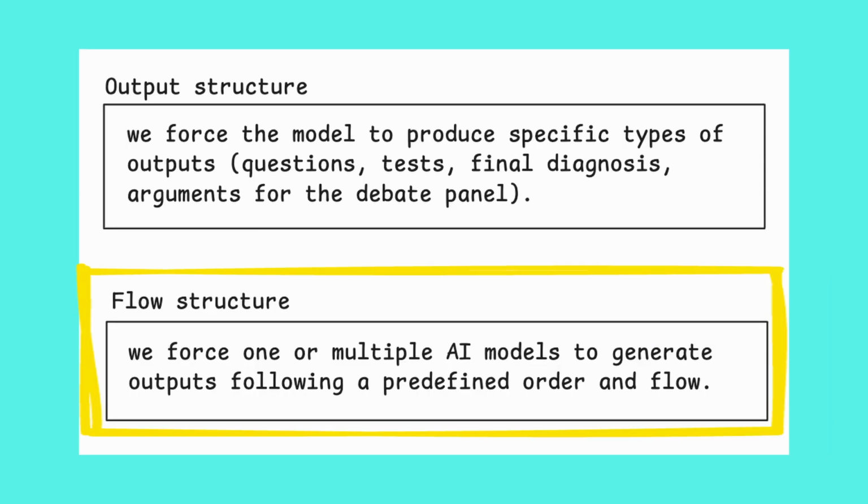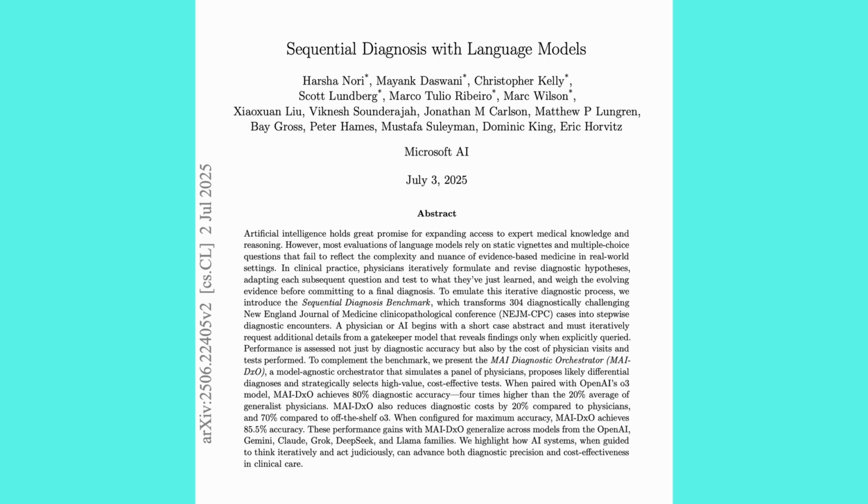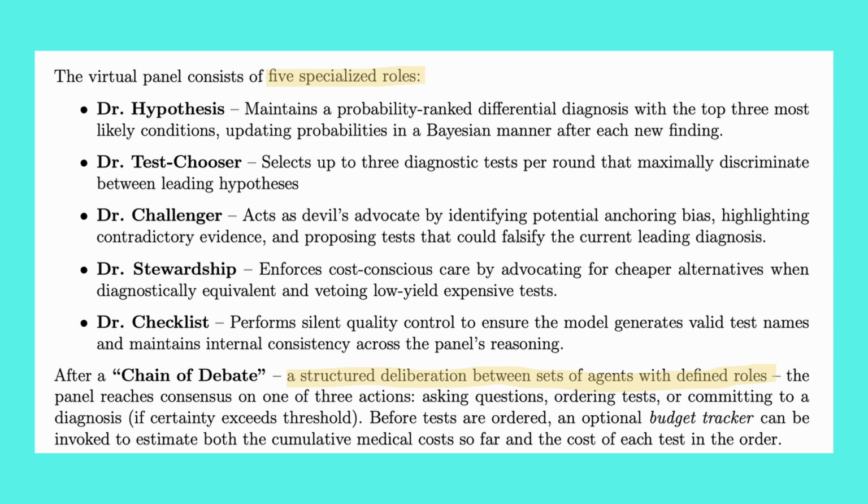The second structure, flow structure. In the case of this paper, to make decisions that are accurate and trustworthy, the system explicitly runs generation many times in a structured way. For instance, in this research, the authors define 5 roles for the AI and form a so-called virtual debate panel. Think of it like 5 doctors in the same room, each with a different personality, debating your case as a patient. Here you can see they have 5 different roles.